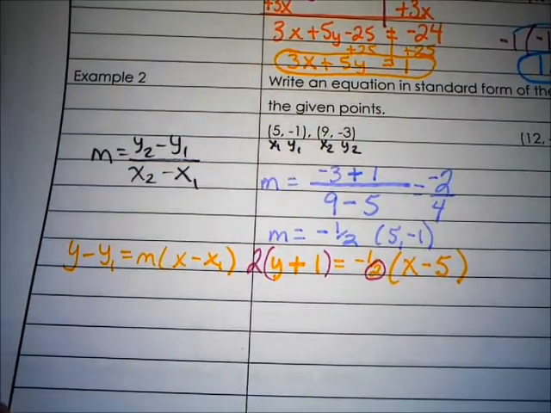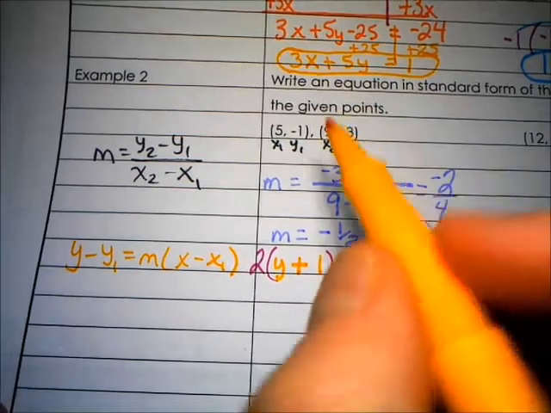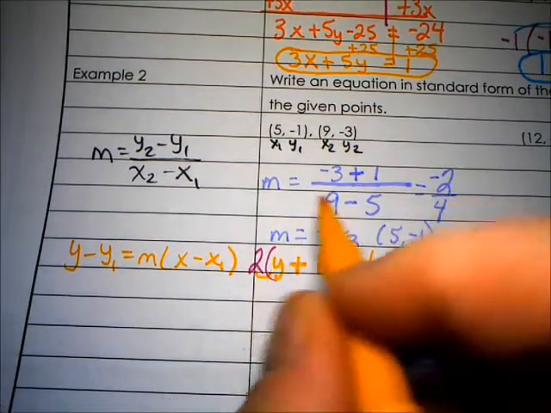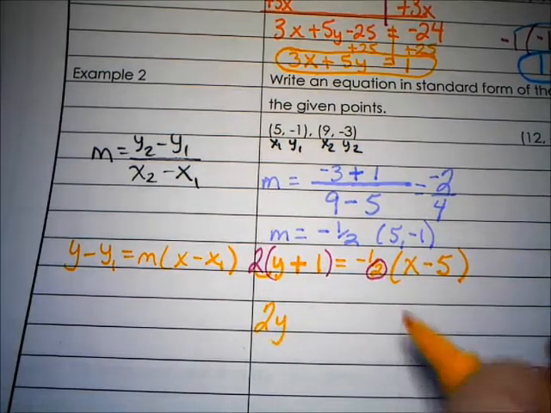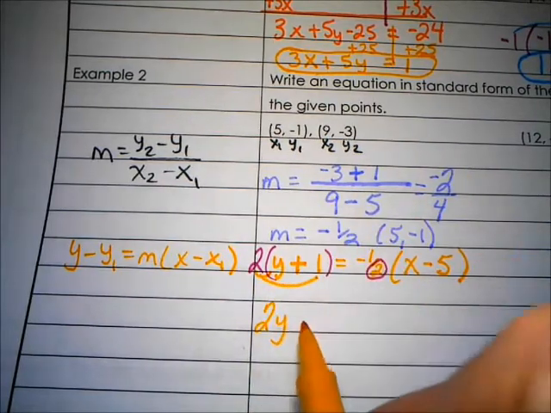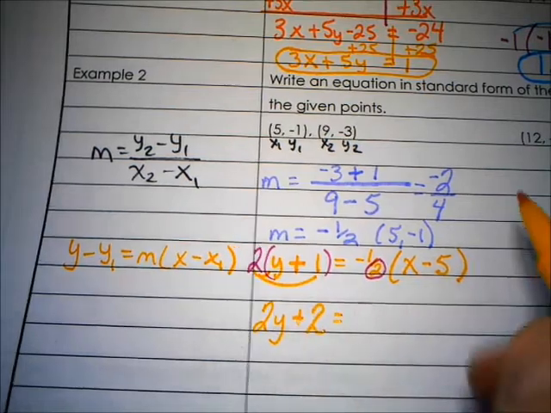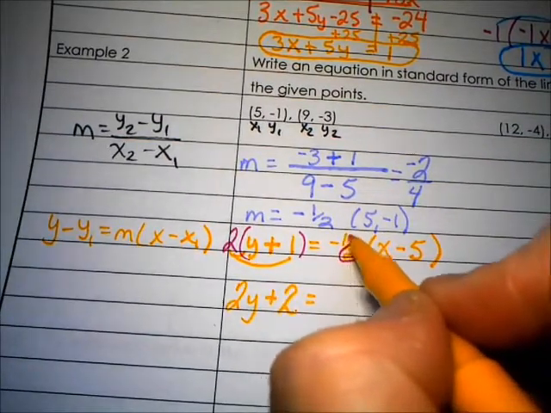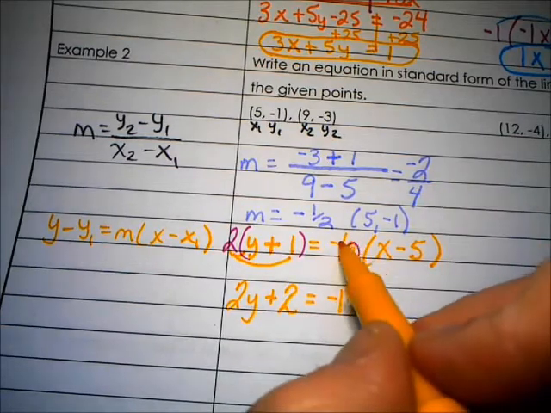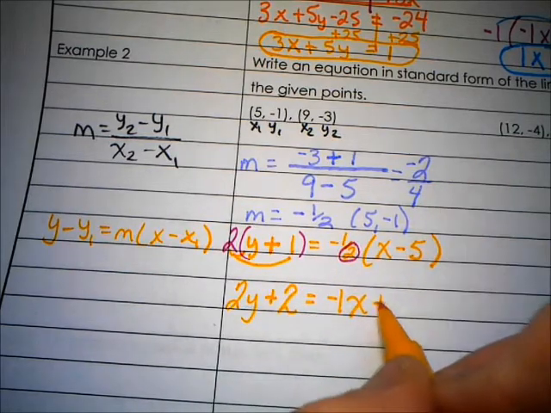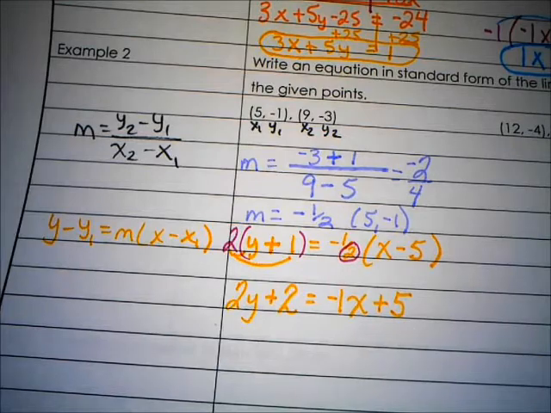So to get rid of that fraction, I'm going to multiply the left side by the denominator, which is a 2. When I multiply, this is going to be 2 times y, which is 2y. And then 2 times 1, which is 2. Negative 1 times x is negative 1x. And negative 1 times a negative 5 is a positive 5.